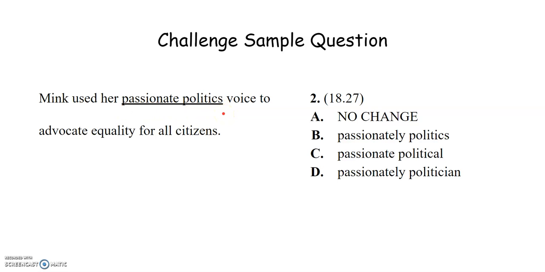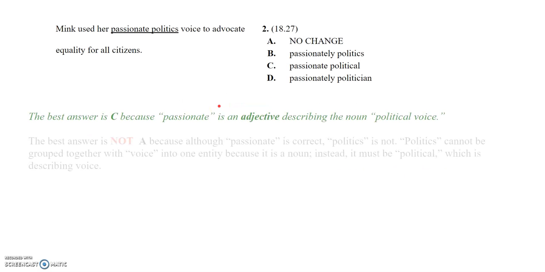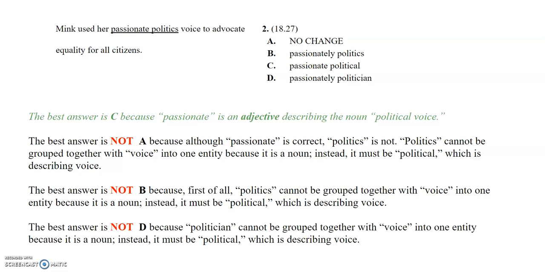But what we have to recognize is that voice is a noun right here. And politics should actually be an adjective form to make it political voice, to make that one entity. And then we can have passionate be our adjective to describe that one big noun. The answer choice that correctly does that for us is going to be choice C. So it changes the sentence to, Mink used her passionate political voice to advocate equality for all citizens. Now we have an adjective describing that one big noun, and all is correct.